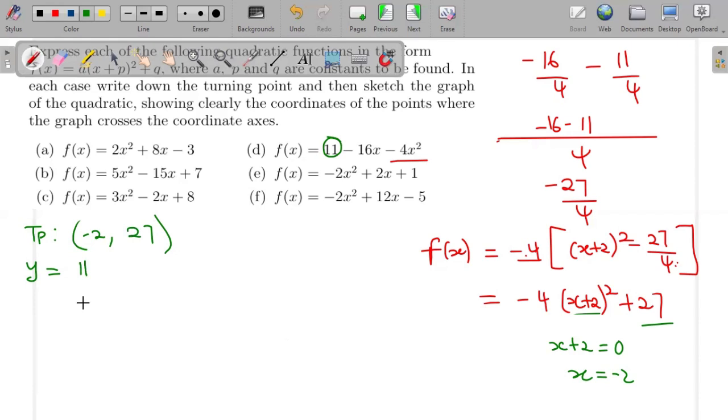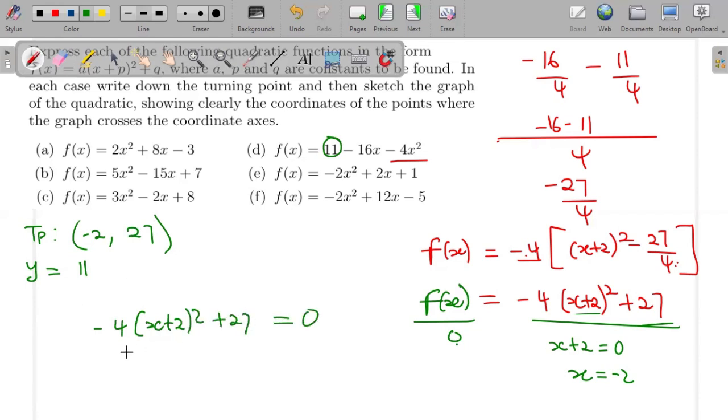Okay, and then we now find the x-intercepts by making this f of x here to be 0. So it's this whole thing equating to 0. Okay, so it will be minus 4 x plus 2 squared plus 27 is equals to 0. So it will be minus 4 x plus 2 squared is equals to minus 27 over 4. We divide by minus 4 on both sides.